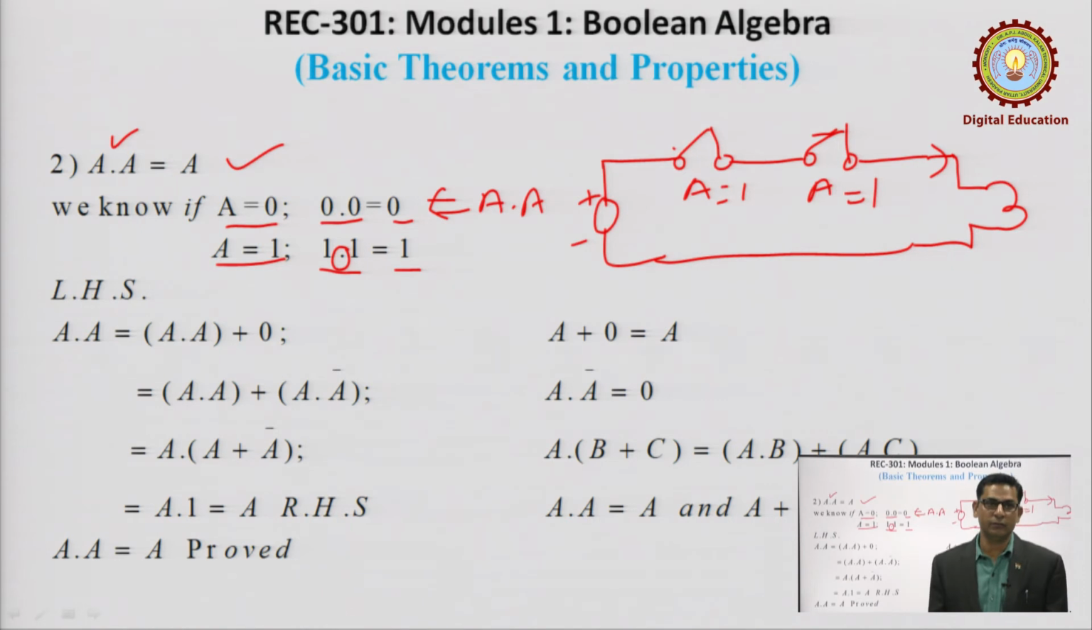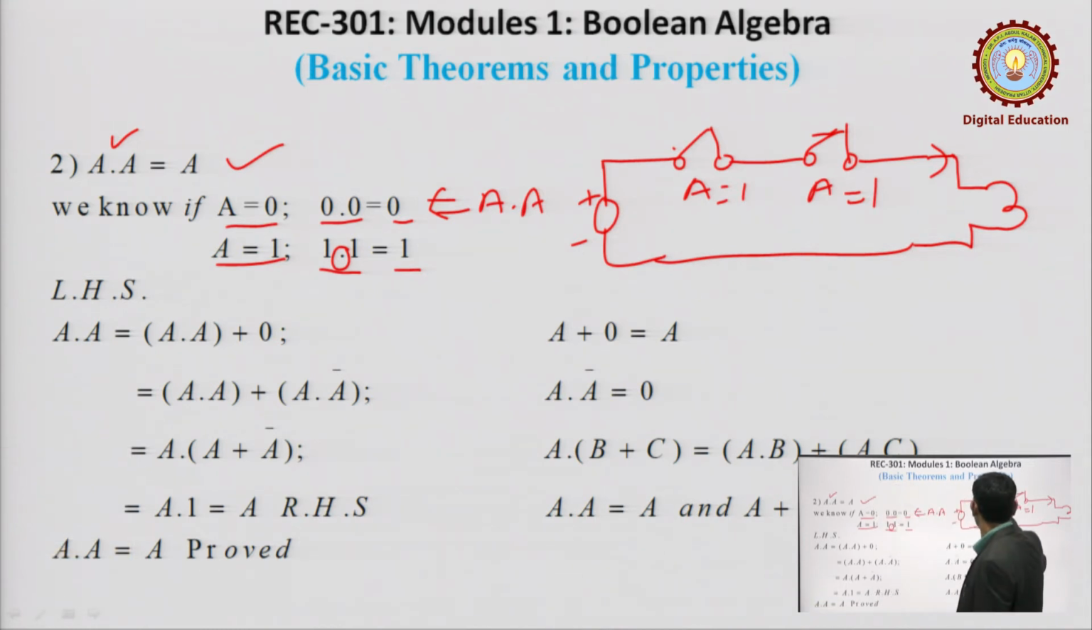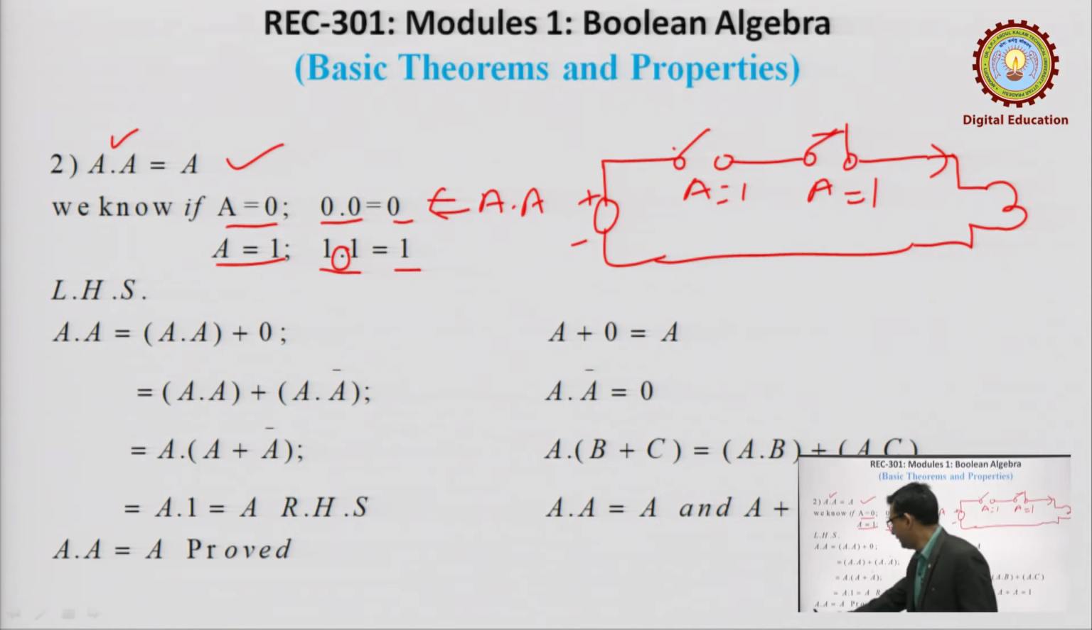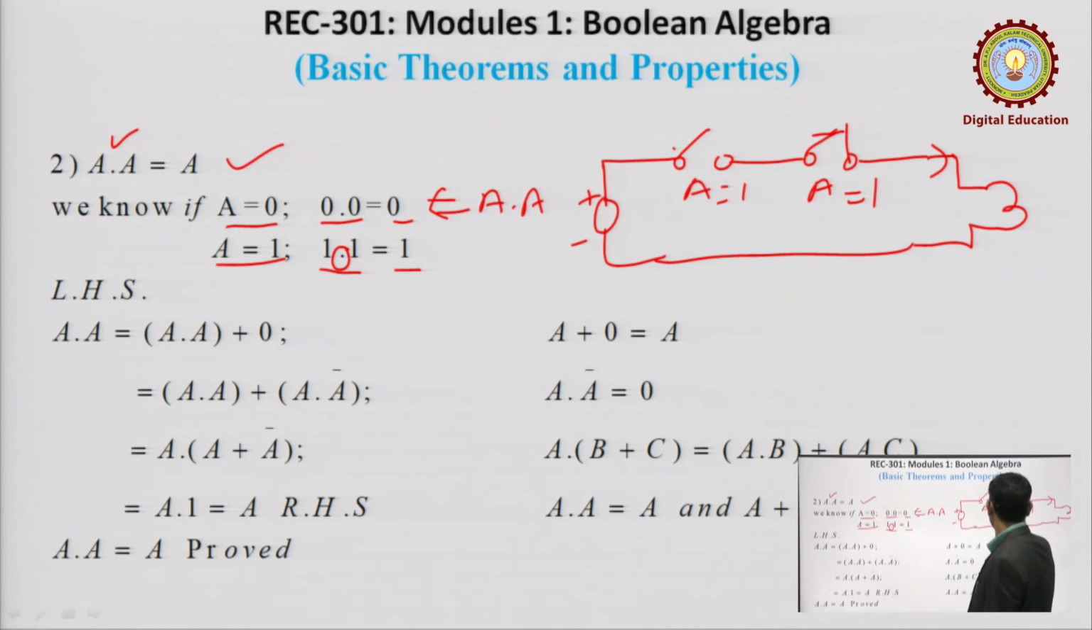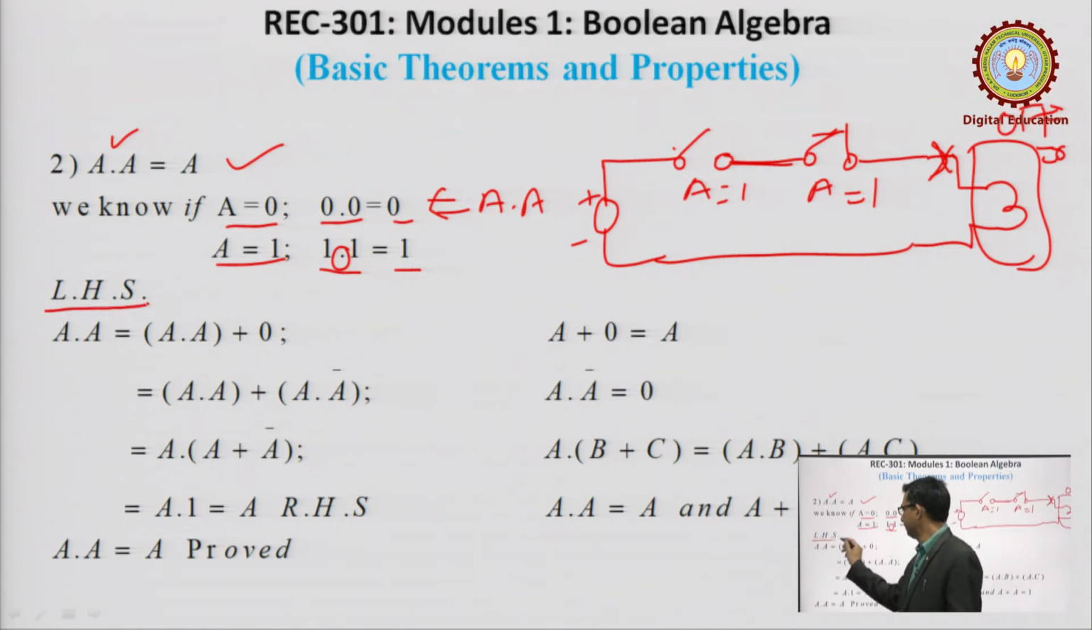Okay, if any one of the switches is off, if this switch is off, it means there is no path to supply the current. There is no path here, the open circuit. So, no current will flow, it will remain off, or 0 state. Okay. Now, left hand side.